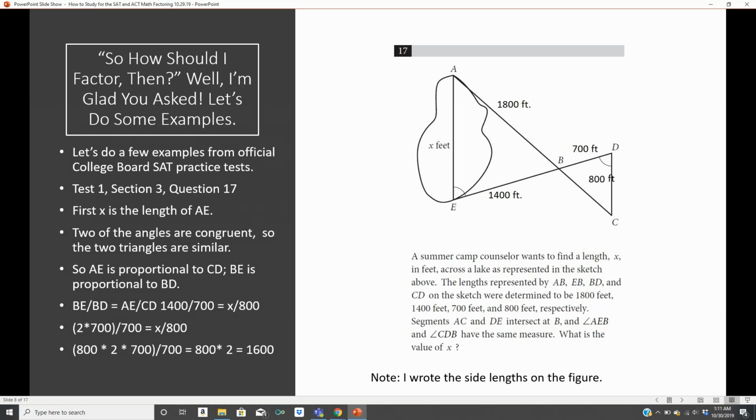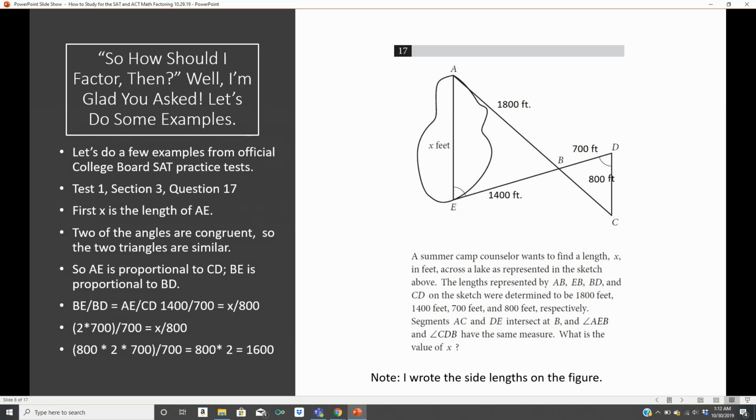Let's do a few examples from official College Board SAT practice tests. For example, this is test 1, section 3, question 17. This is from the first of 8 tests you can download from the official College Board site. They have PDFs, Adobe Acrobat files that are contained in these zip files. You can find them very easily. If you have trouble, get in touch with me. I'll find them for you, or I'll just send you copies of the ones that I downloaded. All right.